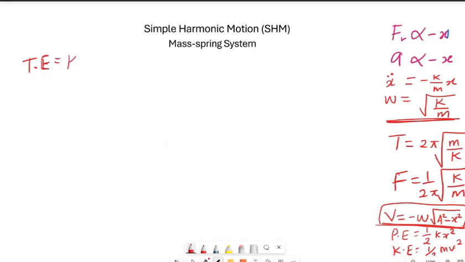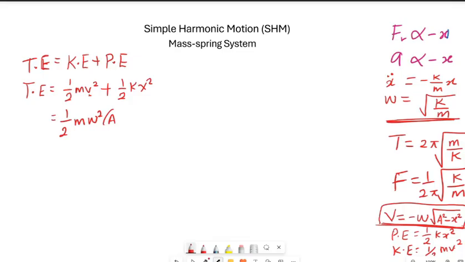Then we can say our kinetic energy plus our potential energy is equal to our total energy. Then our total energy is now what? Our kinetic energy is actually half mv squared, as we said earlier, and our potential energy is half kx squared. Now, for velocity, I can change it, as we did earlier, to omega squared times a squared minus x squared, from our former derivation, plus half kx squared.